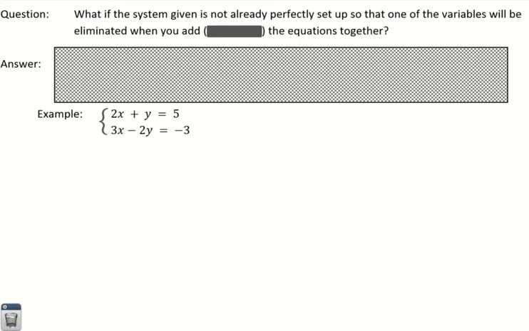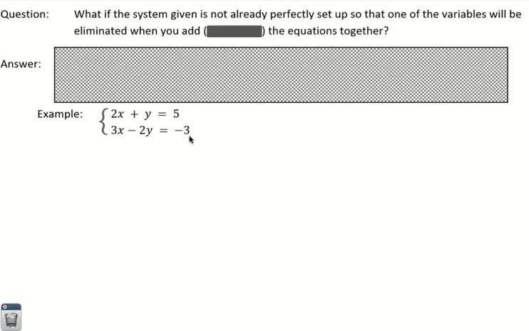Like, look at this example. Everything's lined up. Okay, that's a good start. But the x's, positive 2x and positive 3x, those aren't opposites. And then the y's, positive 1y and negative 2y, those are not perfect opposites. So it would be pointless to add these 2 equations together because nothing's going to cancel out.